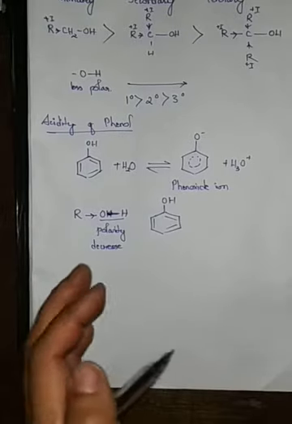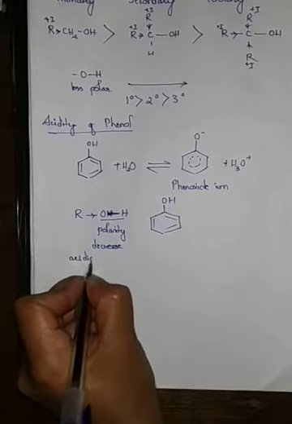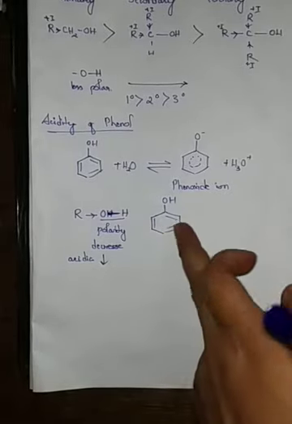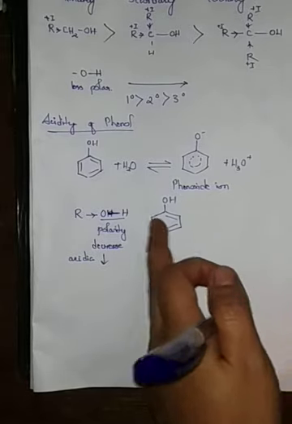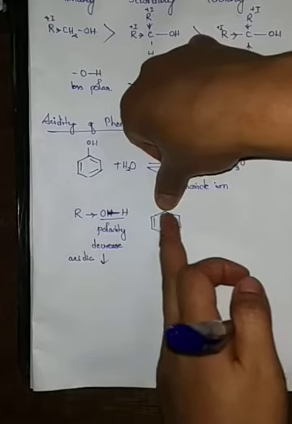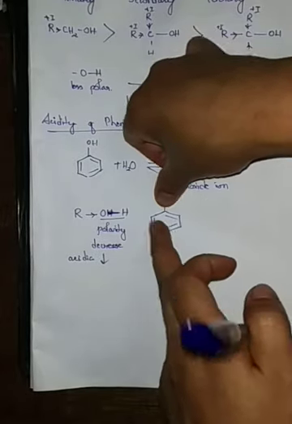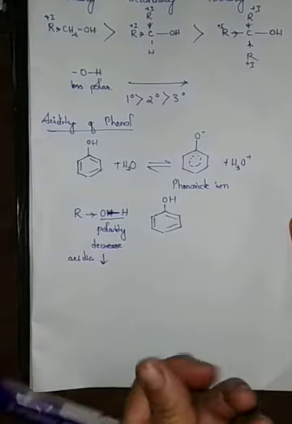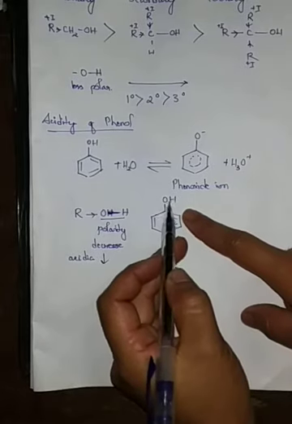And therefore, the acidic strength of alcohol decreases. Now, on the other hand, when we see in phenols, we know that the benzene ring is an electron withdrawing group. So it will obviously decrease the electron density on the oxygen atom. It will pull the electron towards itself, that is, the oxygen atom of the OH group.